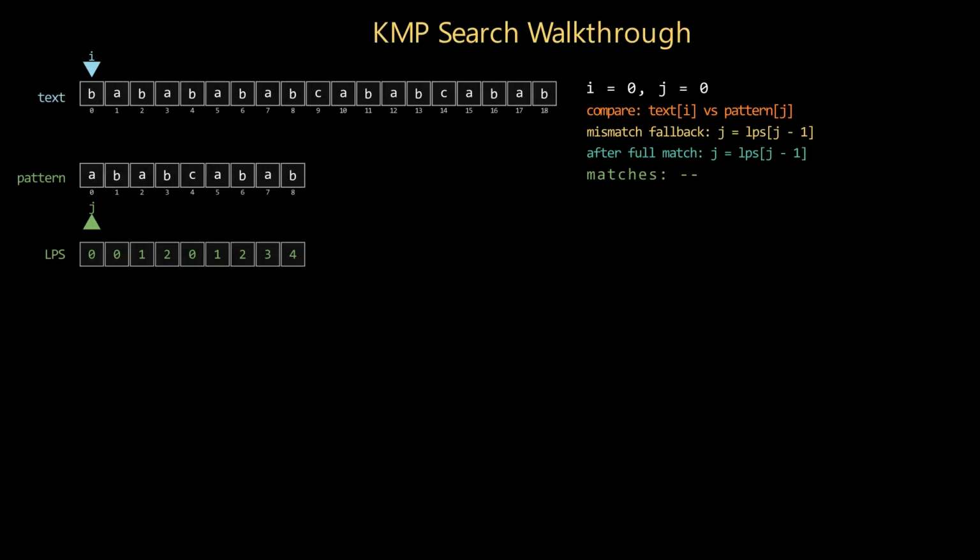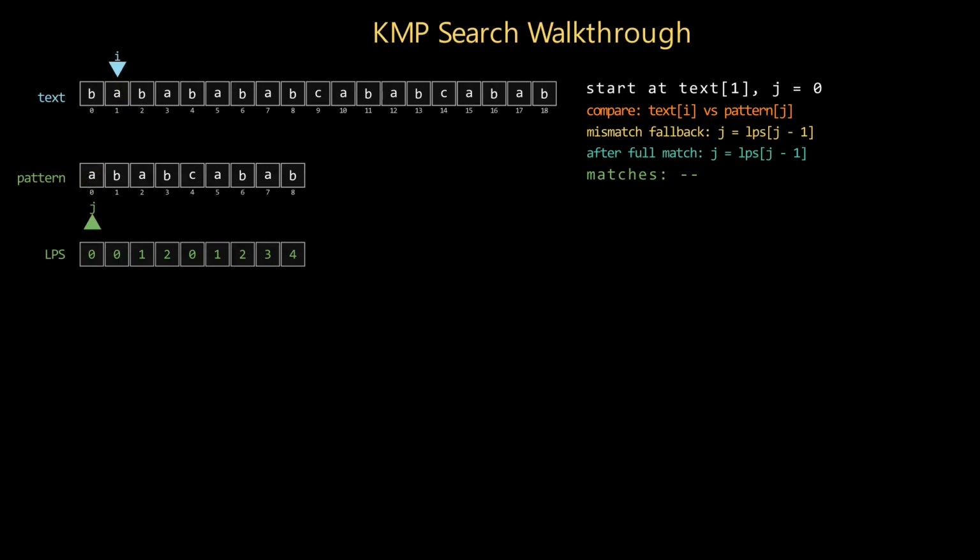Now use the LPS array to search the text. The search compares text at I with pattern at J. On a match, both pointers move forward. At the beginning, text at I is B and pattern at J is A. Since J is 0, there is no fallback, so only I moves forward.